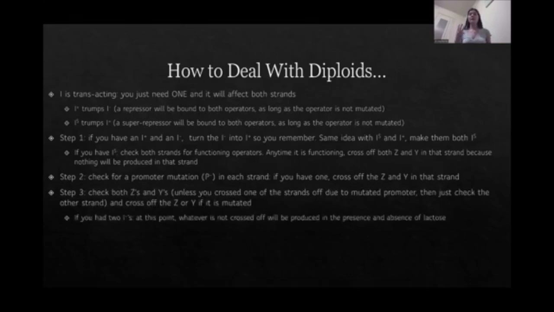Step 3, check for Z's and Y's for all the ones that you haven't crossed off yet, and cross off any that have a Z minus or a Y minus. And you're always going to be looking in both strands. And at this point, if you had 2 I minuses, whatever is not crossed off will be produced in the presence and absence of lactose because our repressor doesn't work.